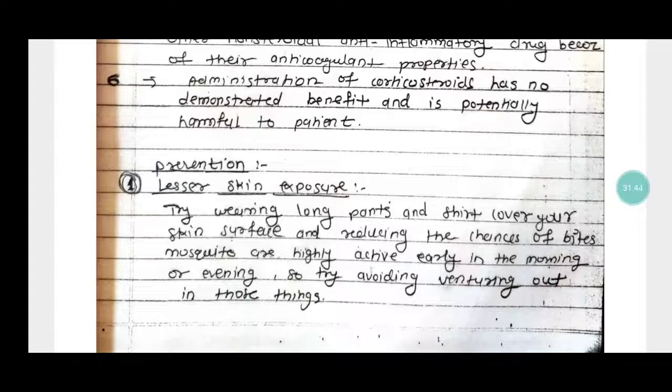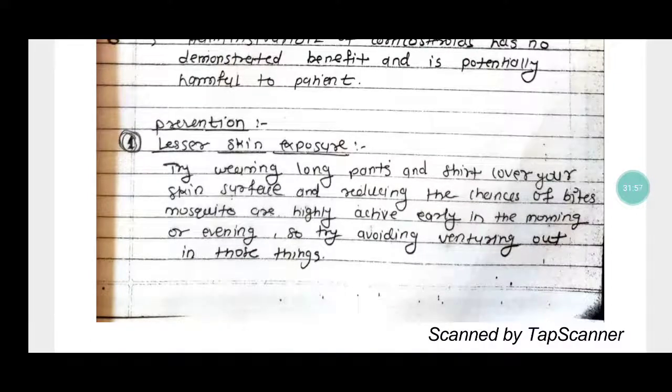Prevention for dengue is lesser skin exposure, so try to wear long pants and shirts that cover your skin surface, reducing the chance of bites. Even in the evening, avoid venturing out.